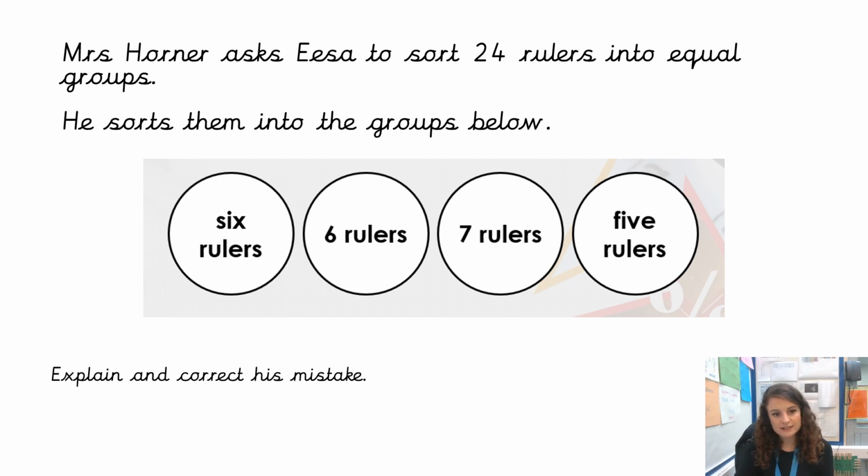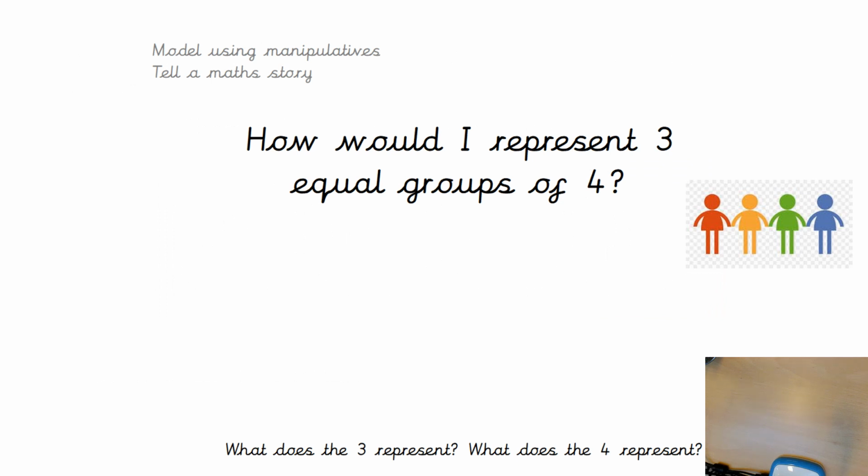Now that you've had a chance to do that, let's just check that you all have got a really good understanding of equal groups. So in order for them all to be equal, they all needed to say 6 in. Here he has put 7 and 5, and that's not equal. So he needed to make sure that he was counting carefully in all of his groups to make sure they were equal. So now on your screen, it says, how would I represent 3 equal groups of 4?